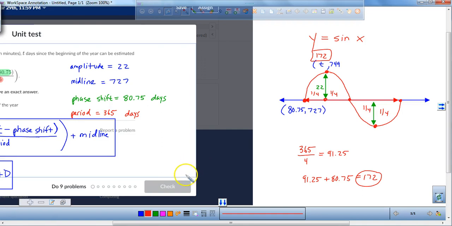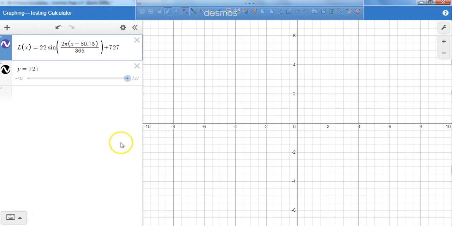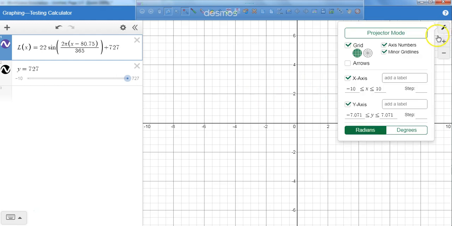So what I'm going to do, I'm going to go over here. I pre-typed it into Desmos. I've typed in the function. Only thing I've done is replaced t with x. So there's a midline. Always type in your midline. Y equals 727. But how do you get your graph settings? So we're going to go over that.